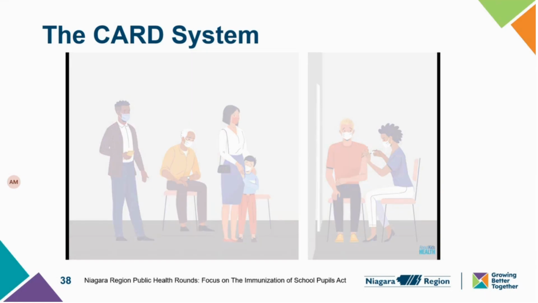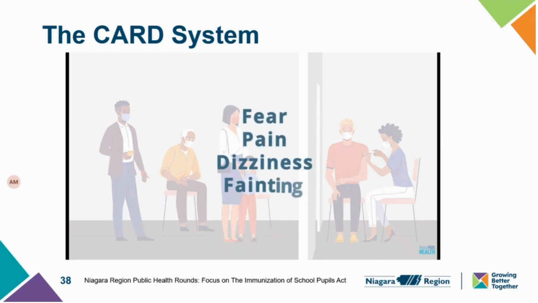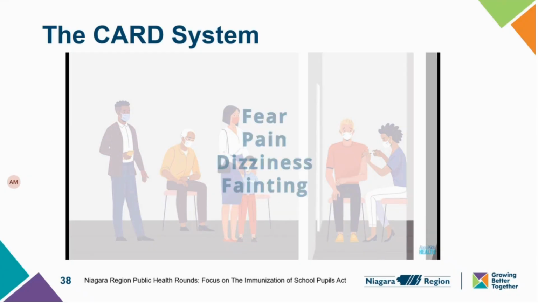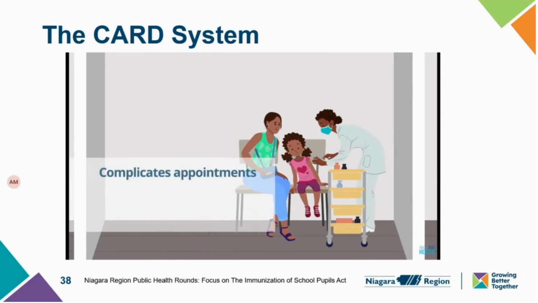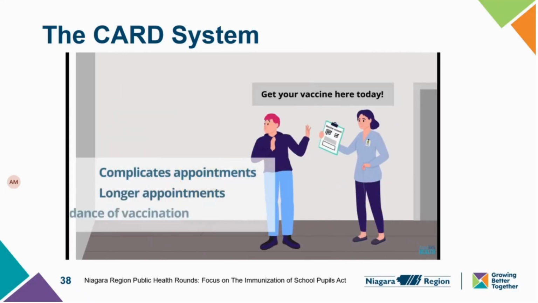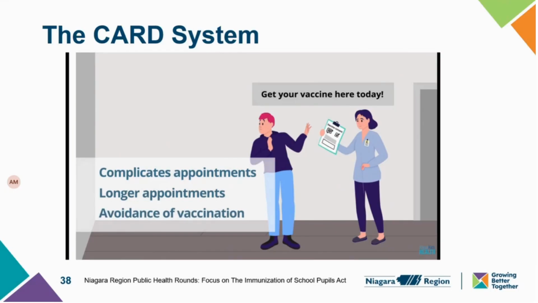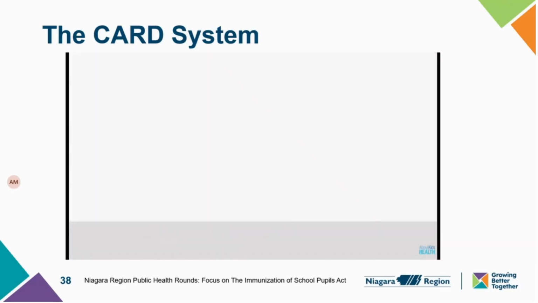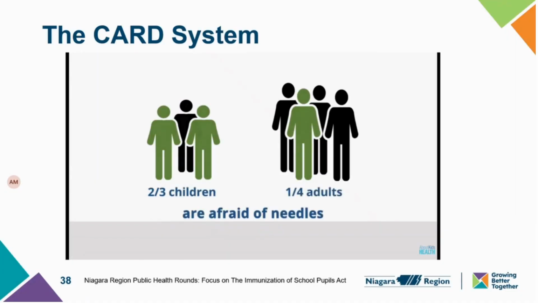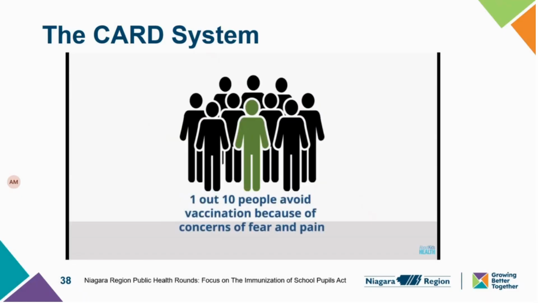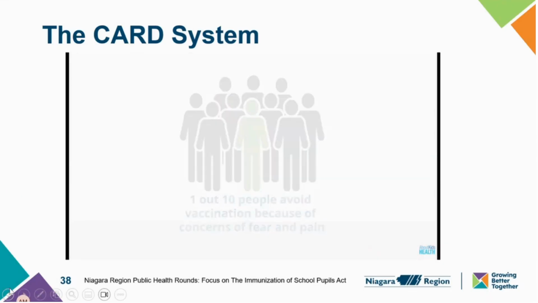The way vaccines are delivered can cause many people to experience fear, pain, and other reactions, such as dizziness and fainting. Experiencing these stress-related responses complicates vaccinations, leads to longer appointments, and causes some people to avoid vaccinations in the future. Concerns about needles are common. 2 out of 3 children and 1 out of 4 adults are afraid of needles. 1 out of 10 people are not vaccinated simply because of concerns about needles and pain.